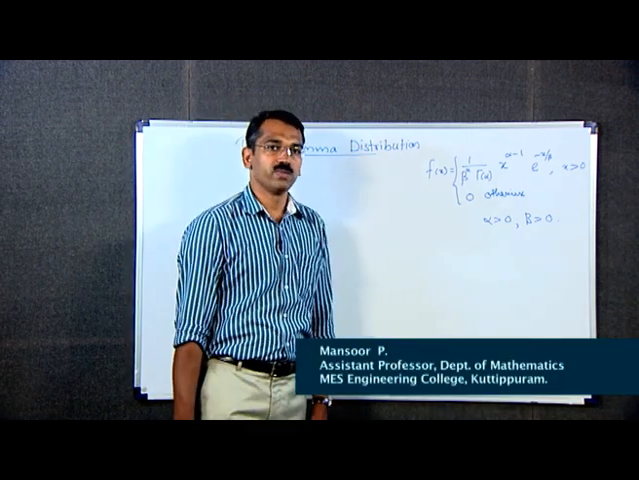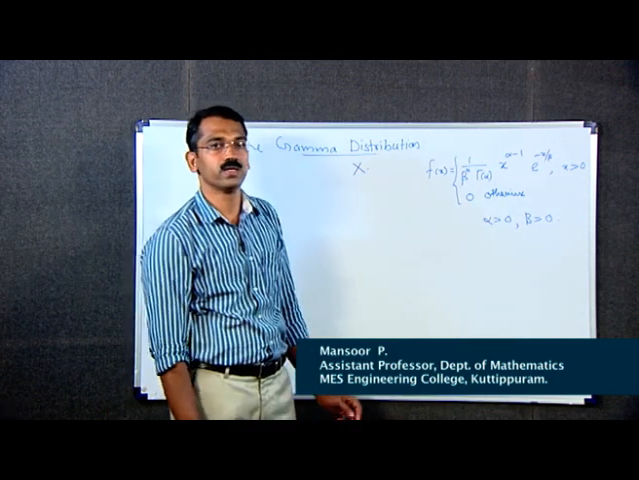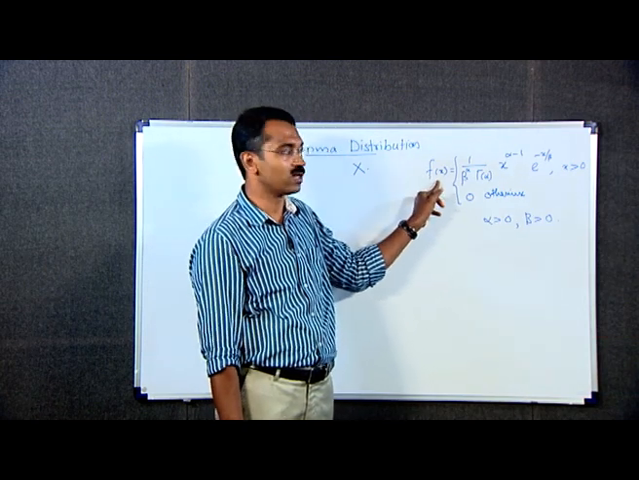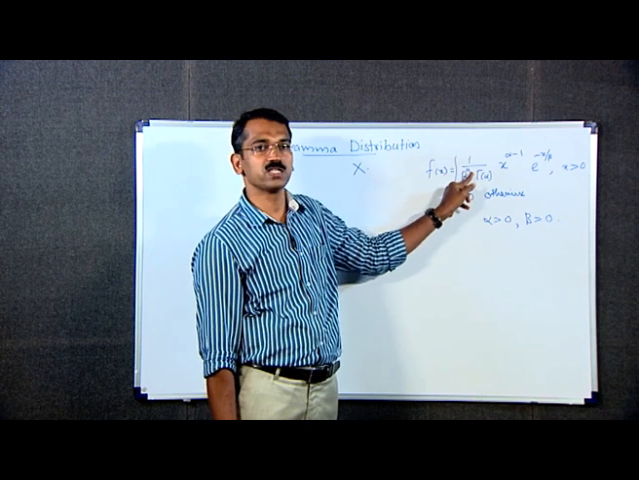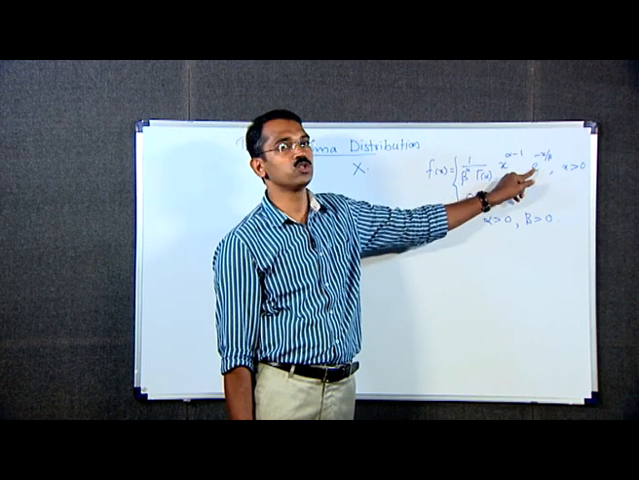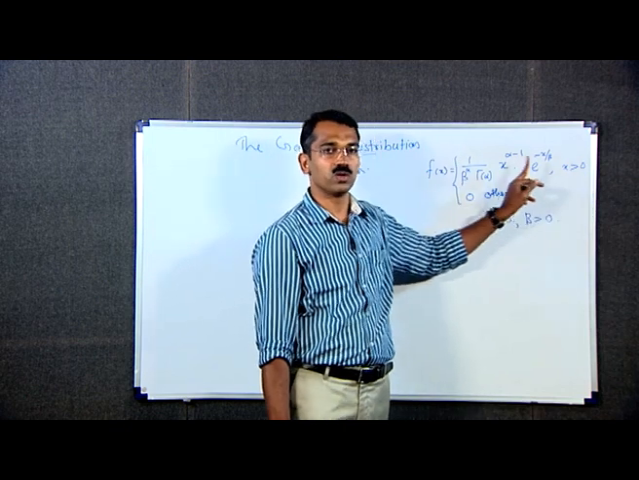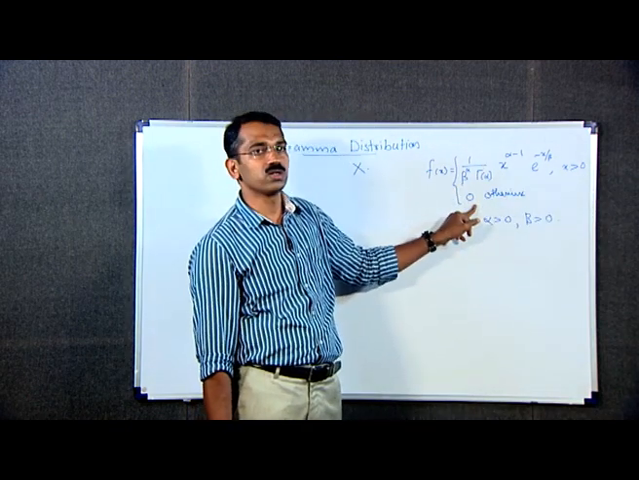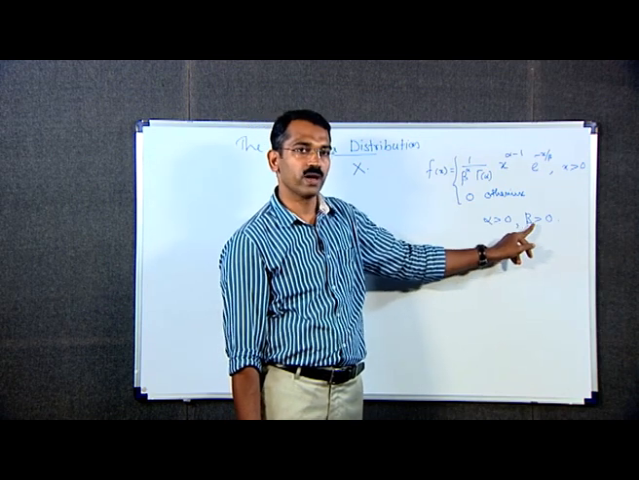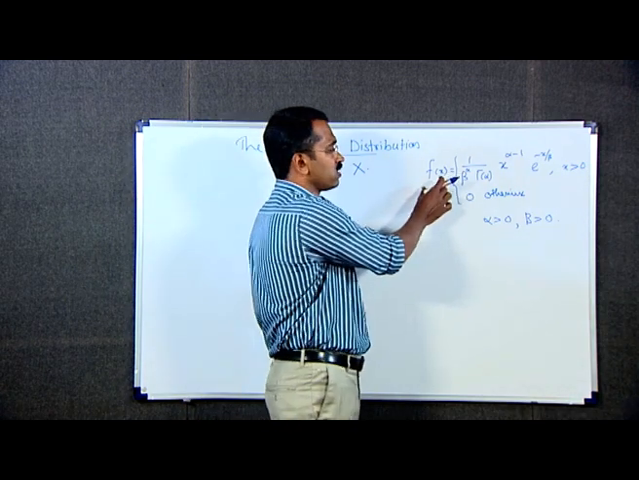A continuous random variable X is said to follow a gamma distribution if its probability density function is given by f(x) = 1/(β^α Γ(α)) x^(α−1) e^(−x/β), where x is greater than or equal to 0, and f(x) = 0 otherwise, where α > 0 and β > 0 are the parameters of the distribution.